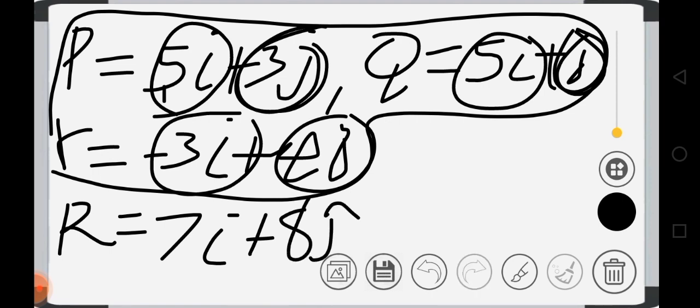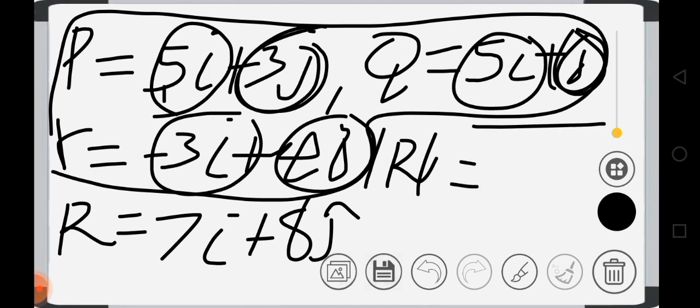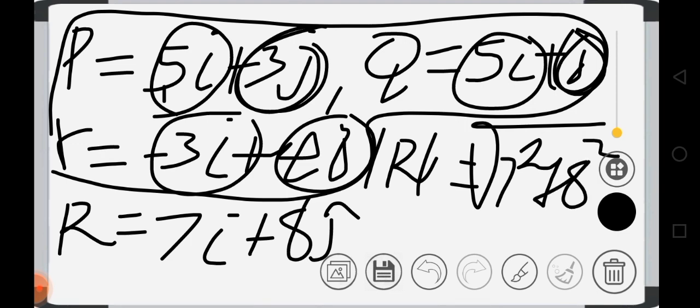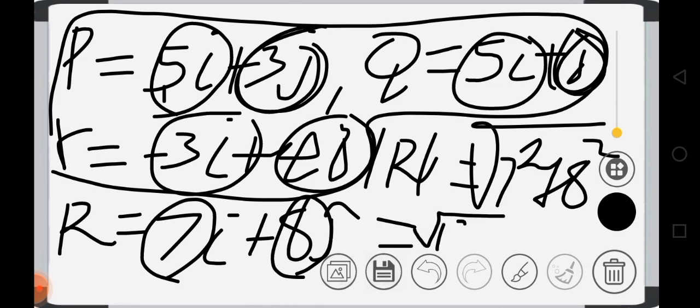Now to find the magnitude of that resultant, just take the square root of 7 squared plus 8 squared, like what we did before. Resultant means you take the square root of the coefficient of i squared plus the coefficient of j squared, whether it's negative or positive. So the square root of 7 squared plus 8 squared, you're going to have the square root of 113.